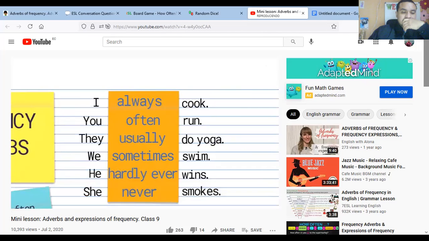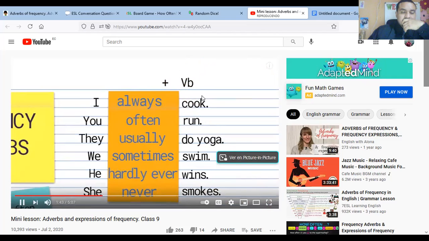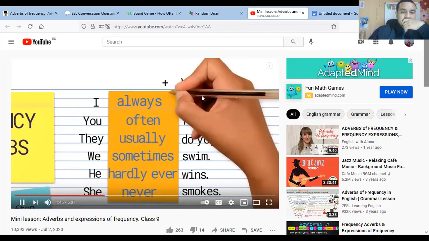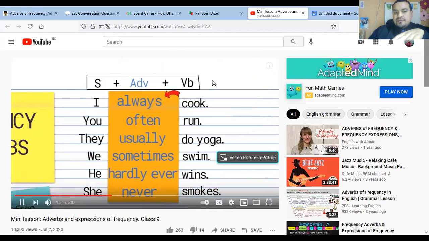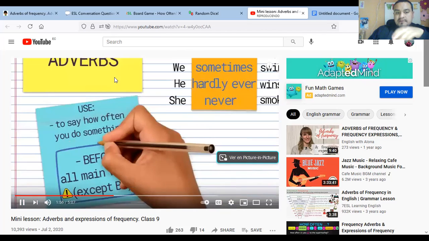Entonces, como pueden ver en los ejemplos, tenemos el main verb o el verbo principal y el adverbio va a ir antes de este, entre el sujeto y el verbo. Do you see this? Sujeto más adverbio de frecuencia más verbo. Esa es nuestra regla principal. So that's the structure to use adverbs of frequency.